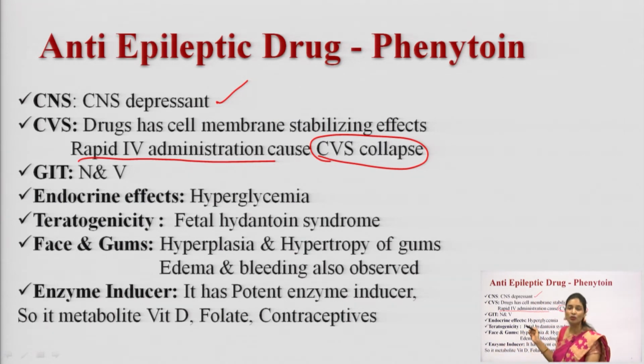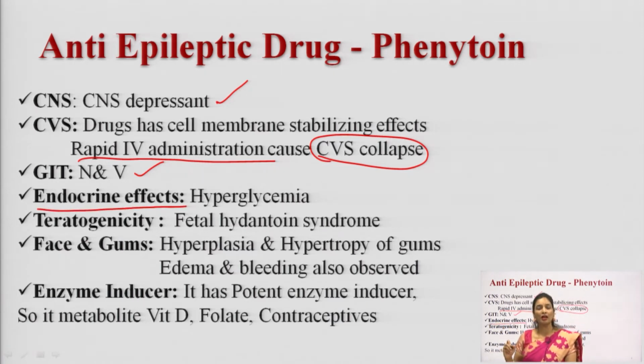And what is the action on the GIT? It can cause nausea and vomiting. This is an effect of anti-epileptic drugs. What about the endocrine effect? On the endocrine side, you see hyperglycemia. And next, teratogenic: yes, of course, the drugs have teratogenic action, and when anti-epileptic drugs are given, they may cause fetal syndrome.